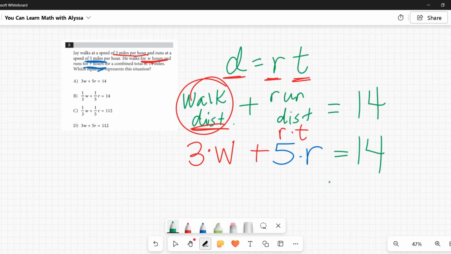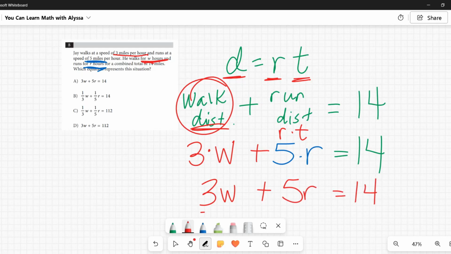I wrote the little dots to indicate multiplication, but we don't have to have them. We can just say 3W plus 5R equals 14. The distance plus the distance equals the total distance. And each of these distances is the rate times the time, rate times the time.